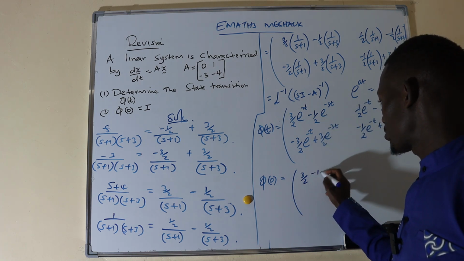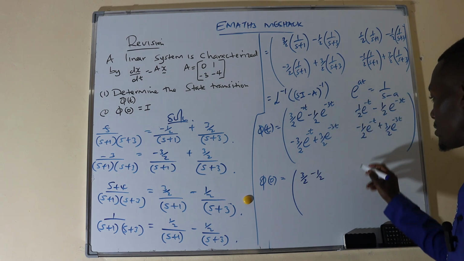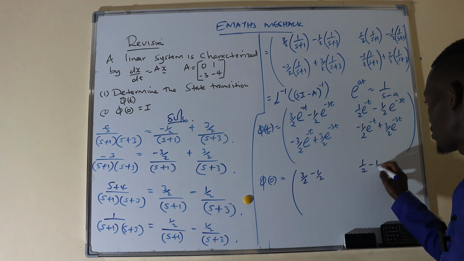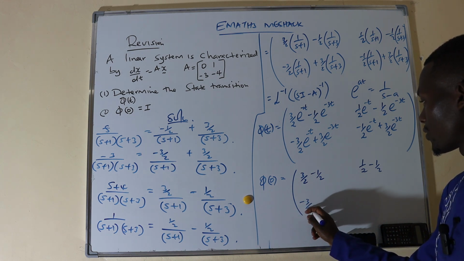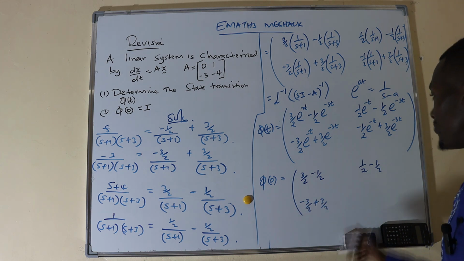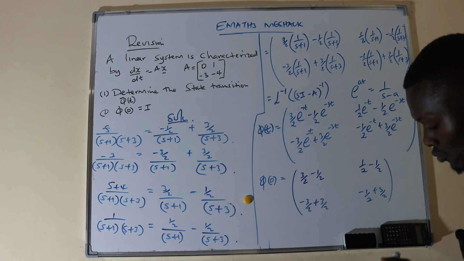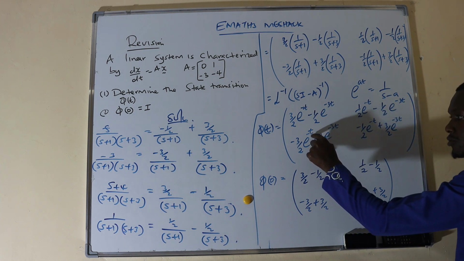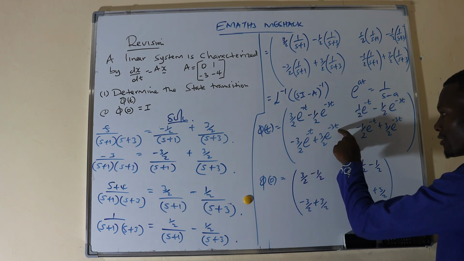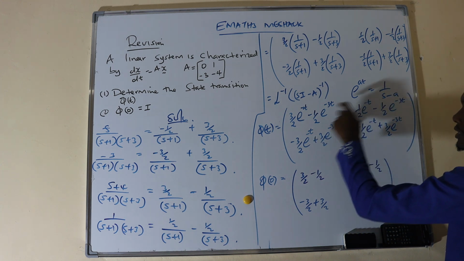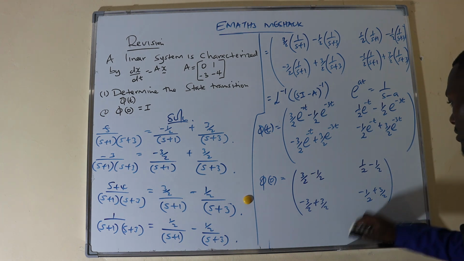Then here, I'll have minus 1/2, because again this one will be exponent to the power zero. Now the same here, we shall have 1/2, then we shall have minus 1/2. Then here we shall have negative 3/2 plus 3/2. Then here we shall have negative 1/2 plus 3/2. That is when you replace the zeros here. When you replace the value of t being zero, then you shall remain with these particular matrices.